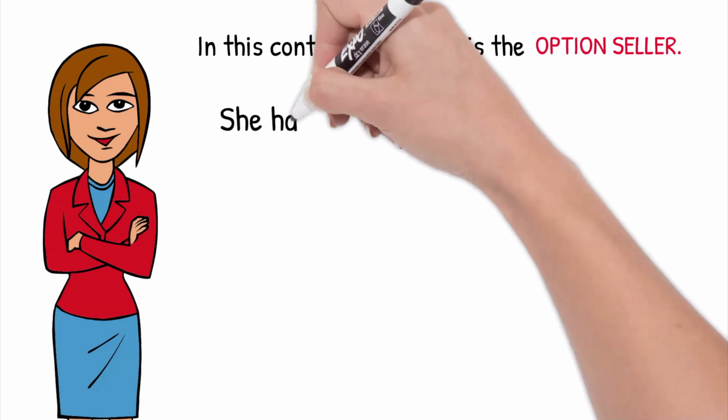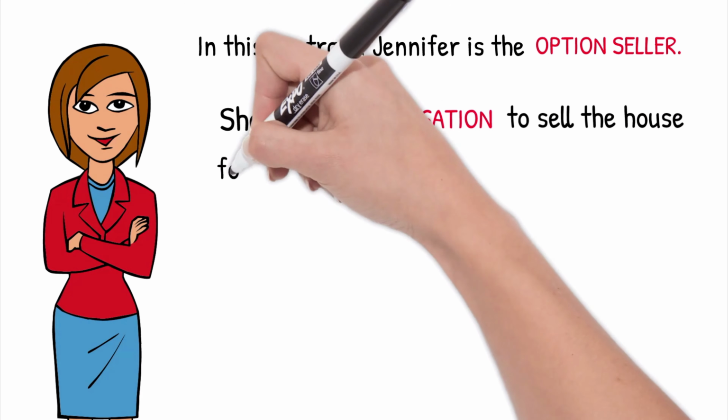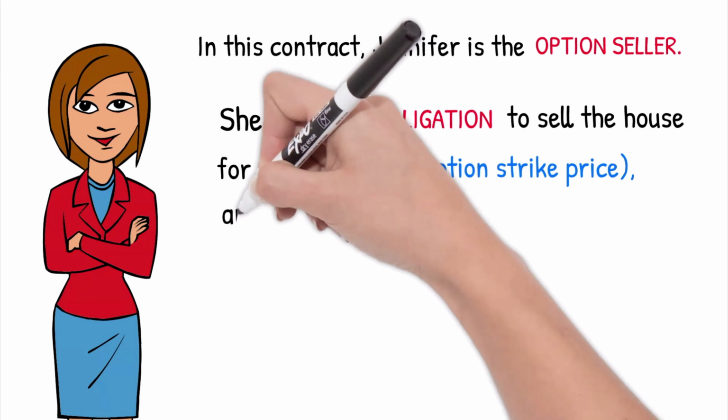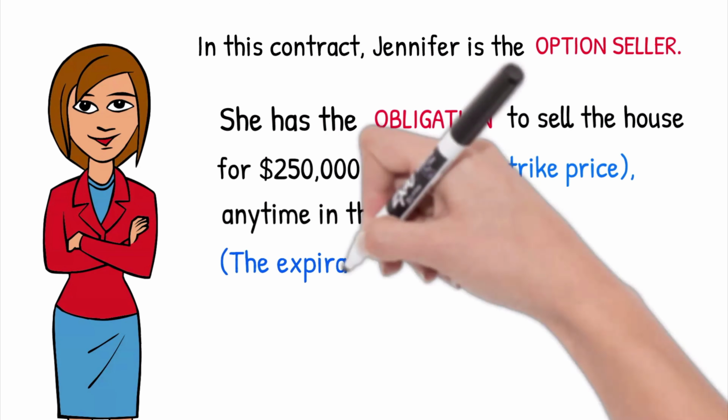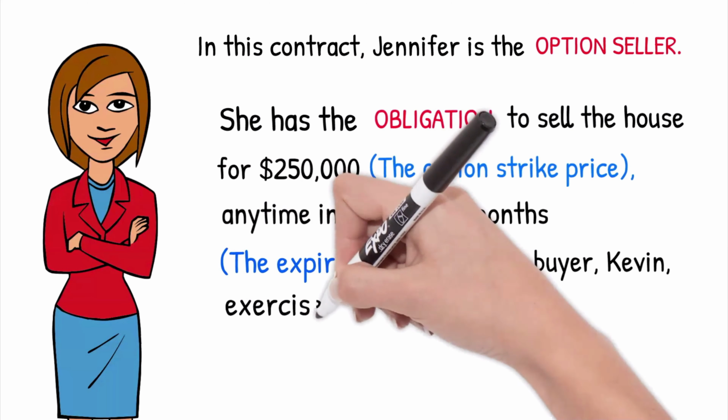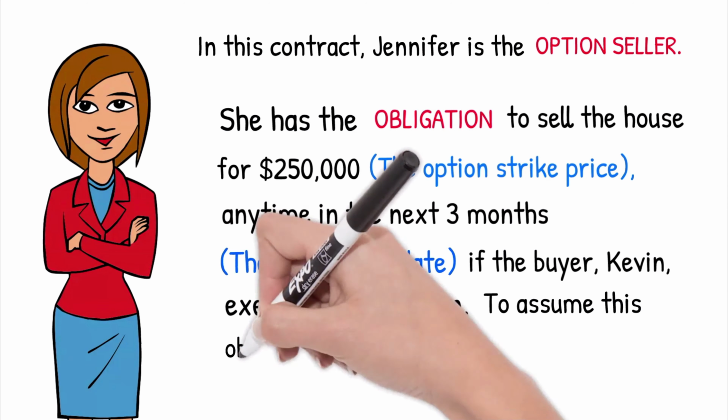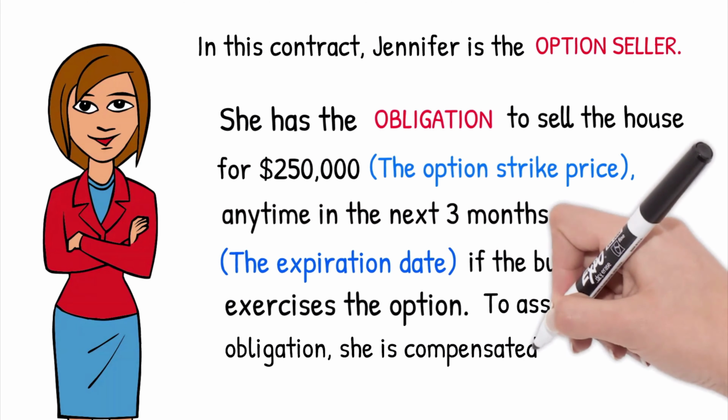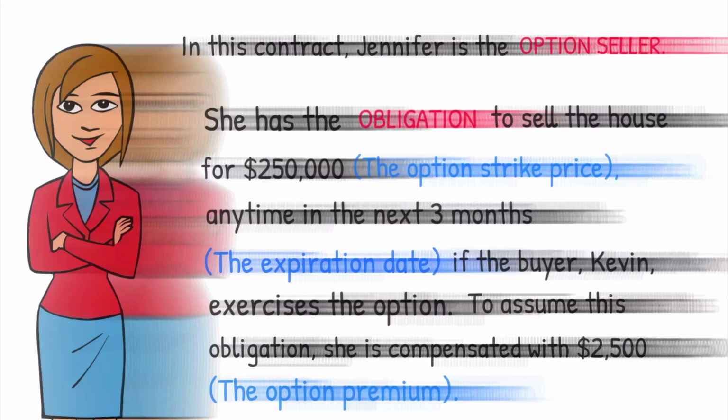In this contract, Jennifer is the option seller. She has the obligation to sell the house for $250,000 any time in the next 3 months if the buyer, Kevin, exercises his option. To assume this obligation, she is compensated with $2,500.